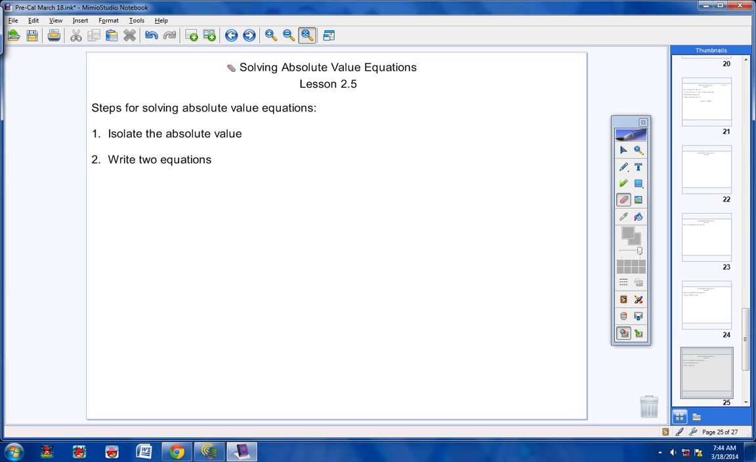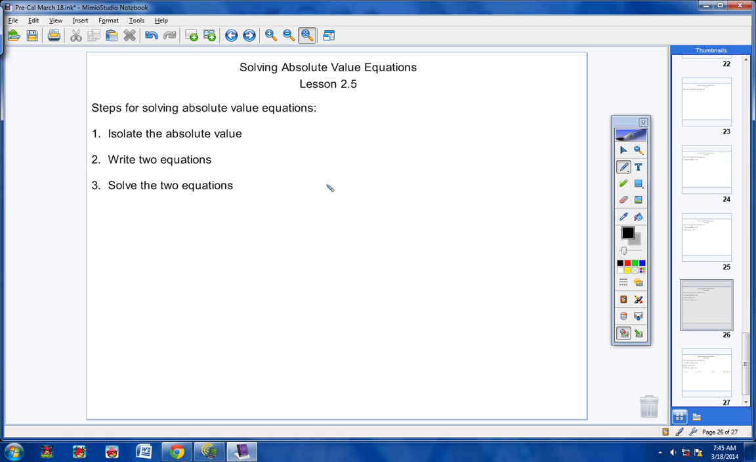Number 2, write 2 equations. I'll explain that later. Number 3, solve the 2 equations. You do not need to check for extraneous solutions in these types of problems, okay, because we're not multiplying or increasing either side by using a variable. We're not going to do that like we did in the last 2 types of problems.